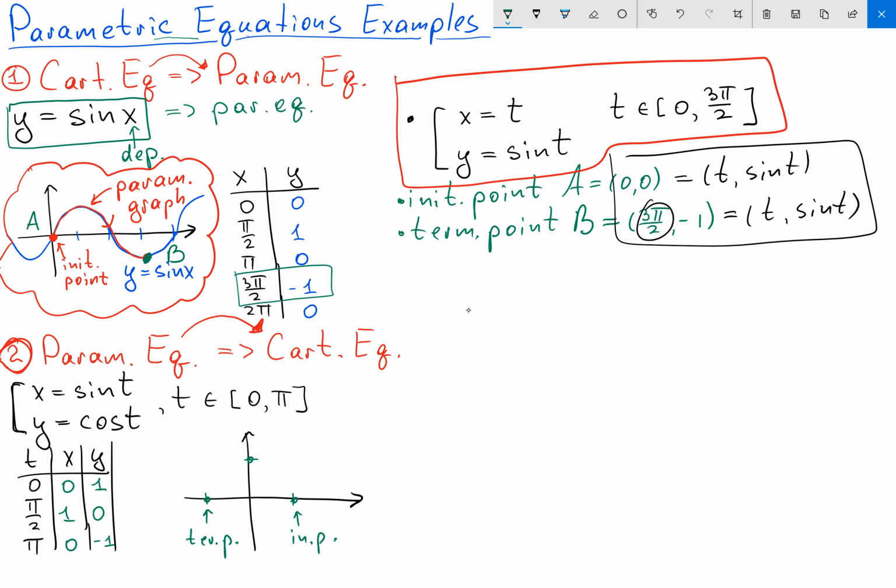As you guessed, if you plot more points, you can see that the graph of this parametric equation is going to be a circle, which goes from point 1, 0 to minus 1, 0. Okay, this is our parametric graph, but let's find the Cartesian equation, and double check that indeed I will get the upper half of the circle.